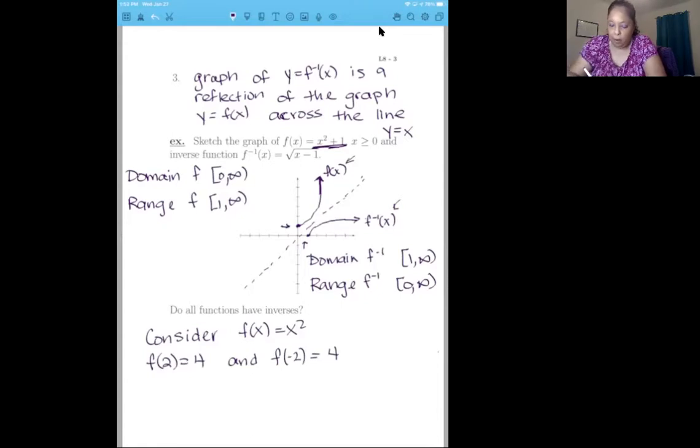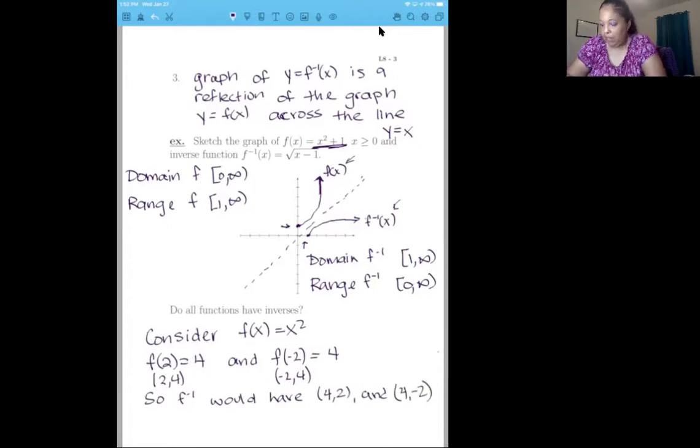But now remember, if I have the inverse function, then my x and y values change, right? So f inverse would have (4, 2) and (4, negative 2). All right, so this would not be a function, right? Because my 4 does not have a unique y value. So this would not be a function.